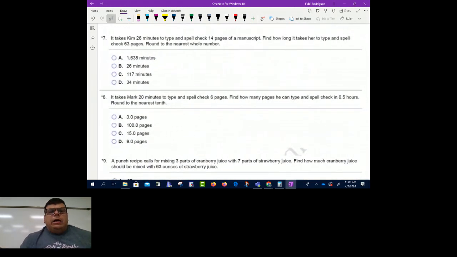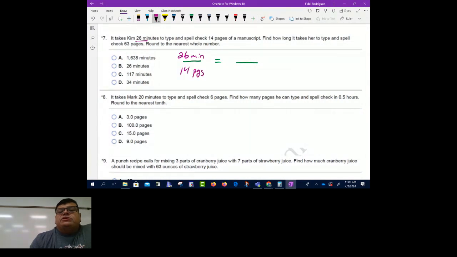Okay. Let's see. It takes Kim 26 minutes to type and spell check 14 pages of a manuscript. Find how long it takes her to type and spell check 63 pages. Okay, so let's see, y'all. First thing, one fraction equals another. Okay, look, y'all, 26 minutes to type 14 pages. Find how long it takes to type and spell check 63. Y'all, where should I put the 63? On the bottom. Excellent, y'all. I could have stayed home today.